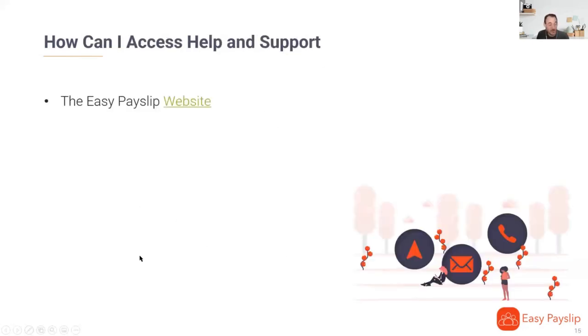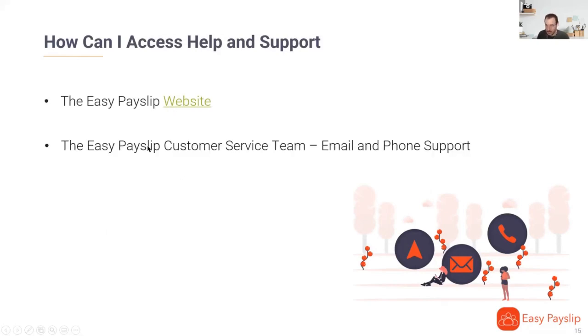As I've mentioned a couple of times, there is lots of support. You can go to our website, you'll find lots of online help, just easypayslip.com. You can call us, you can email us. Again, the number's on the website, on the contact page. Your bookkeeper, accountant, we will help you as much as we can in how to use the software to do what you're trying to do.